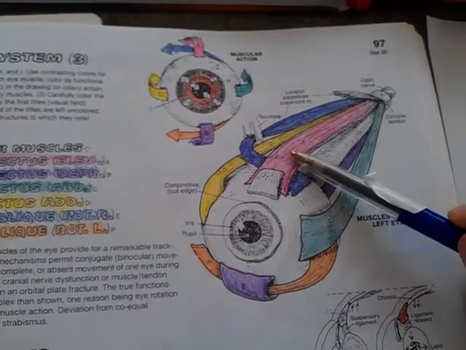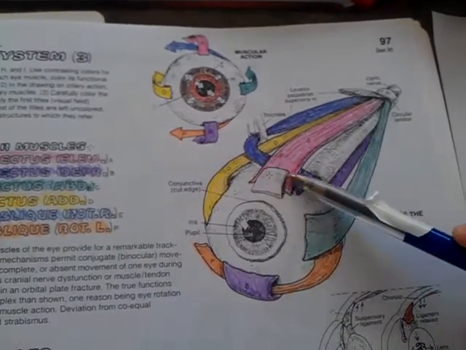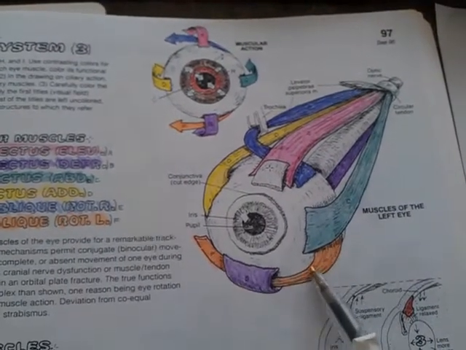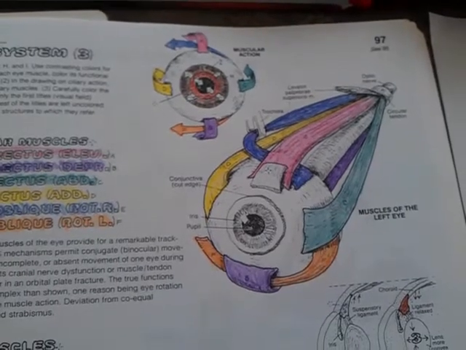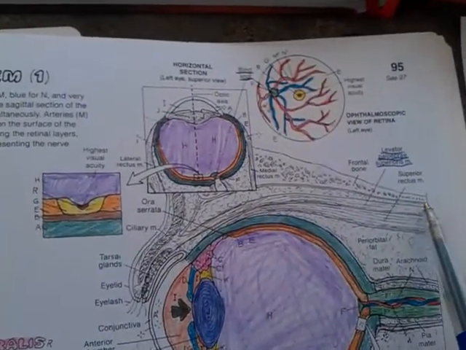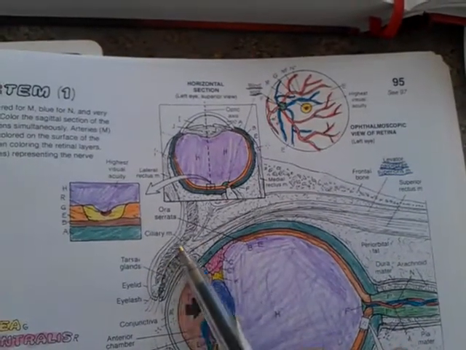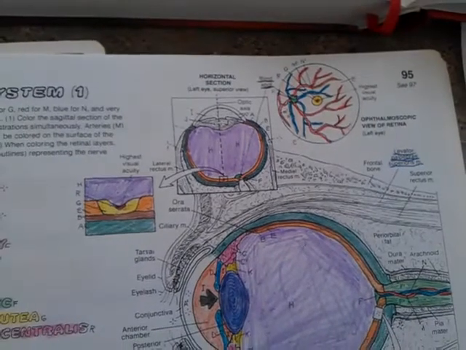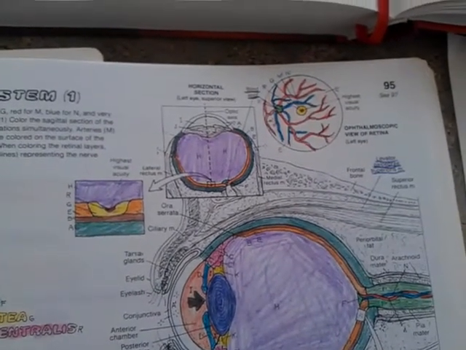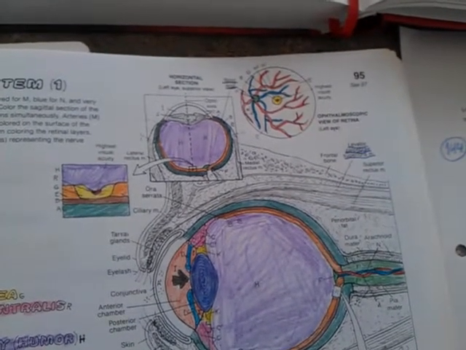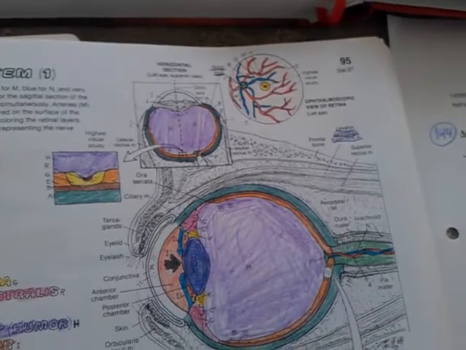Then you have superior oblique and inferior oblique. And then you also have levator palpebrae superioris above the superior rectus muscle, which attaches at the eyelid. All these muscles arise from the common tendinous ring which surrounds the optic canal and the adjoining part of superior orbital fissure.